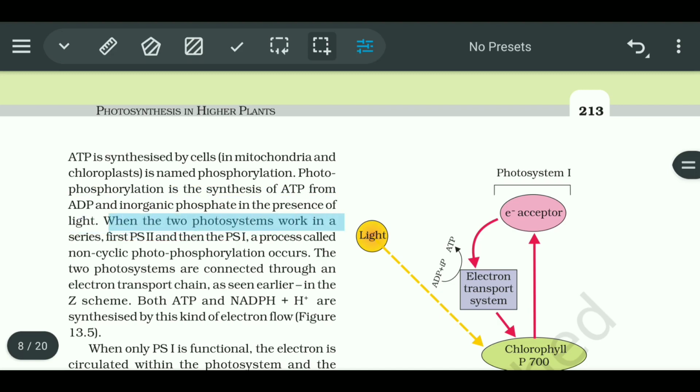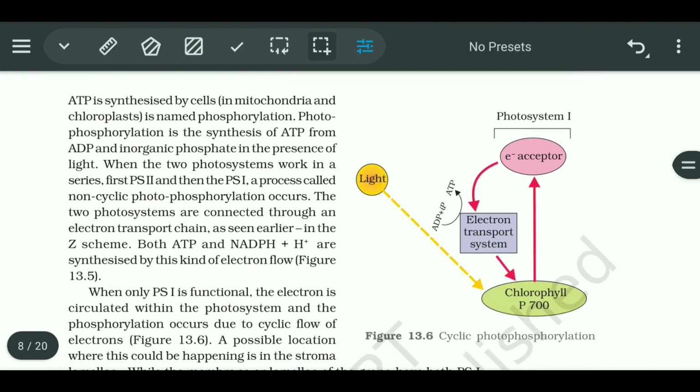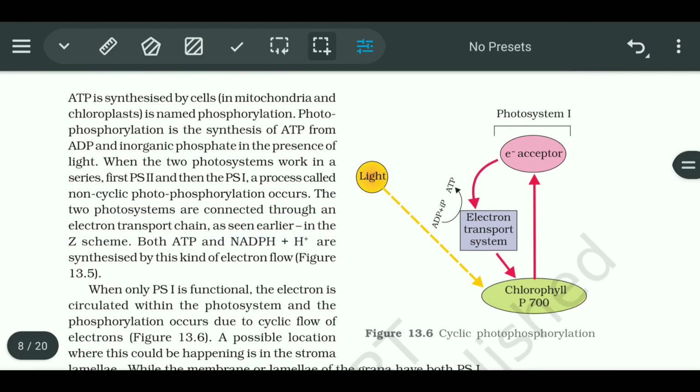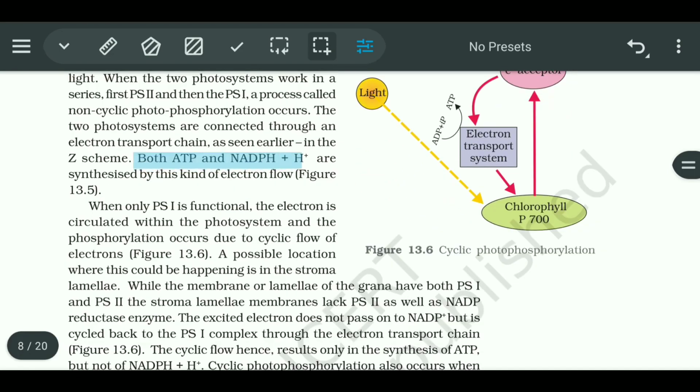When the two photosystems work in a series, first PS2 and then PS1, a process called non-cyclic photophosphorylation occurs. The two photosystems are connected through an electron transport chain, as seen earlier in the Z scheme. Both ATP and NADPH+H+ are synthesized by this kind of electron flow.